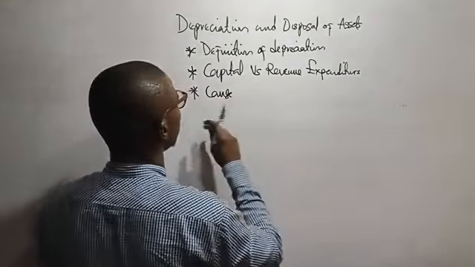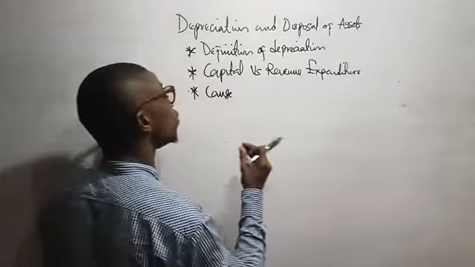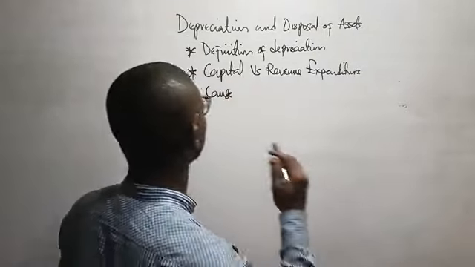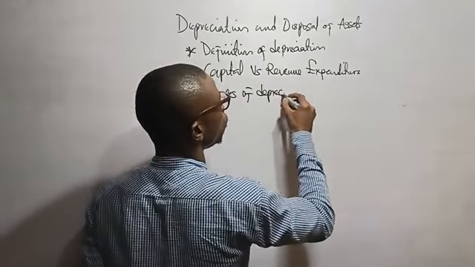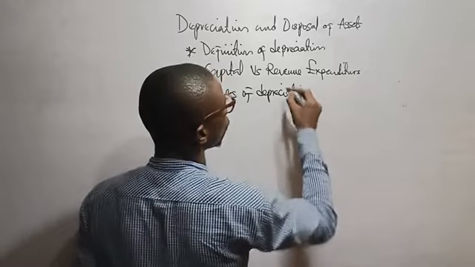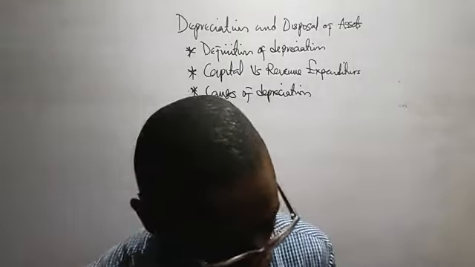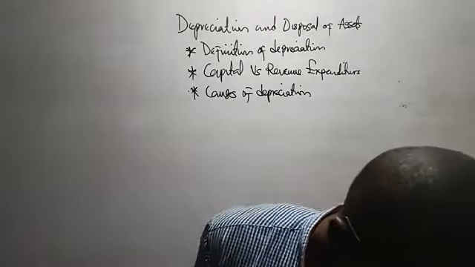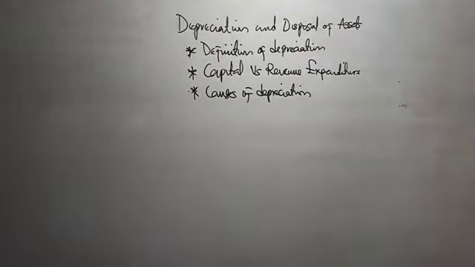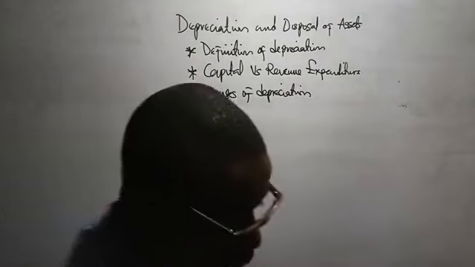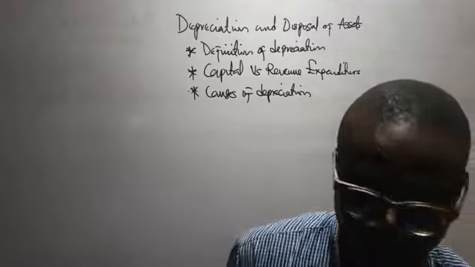What causes the value of tangible assets to reduce? We want to look at the causes of depreciation. One thing that can cause depreciation is what we call physical factor. You can agree with me that an asset can decay. Are we together now? Let me give an example.